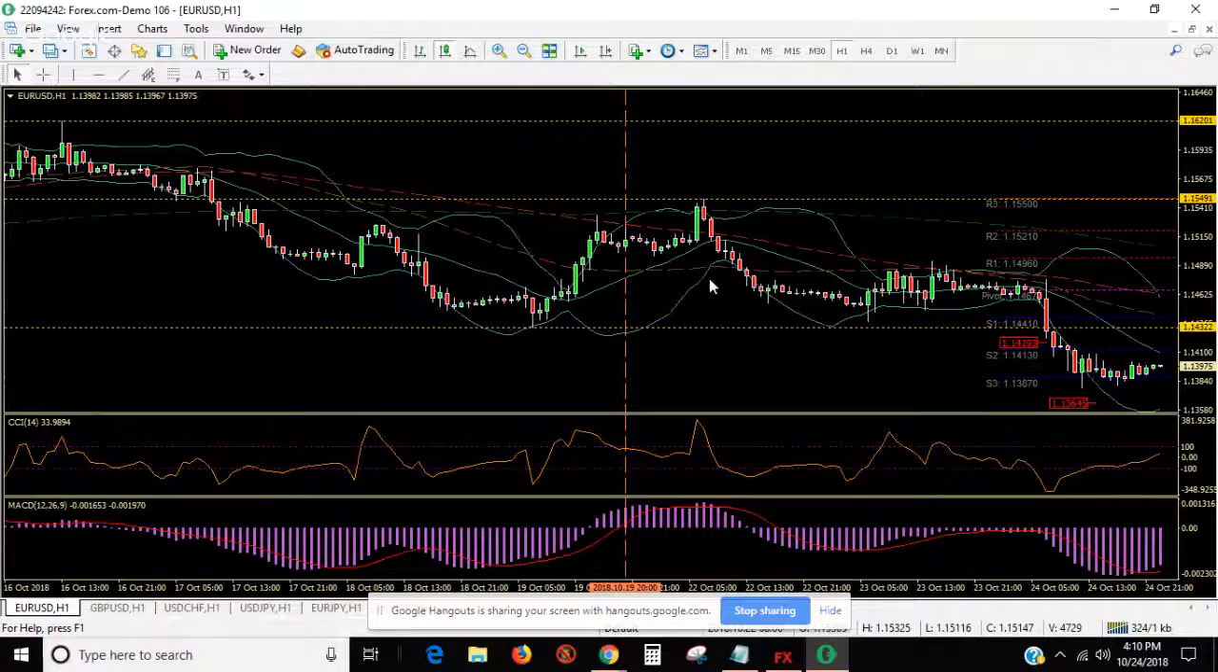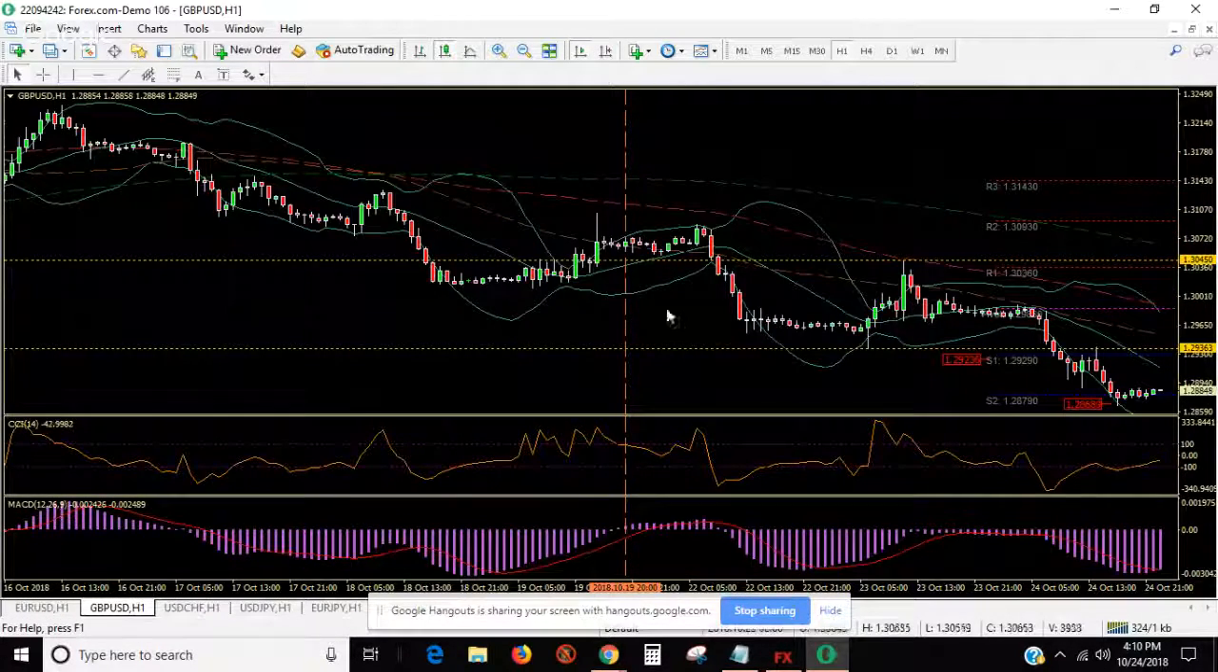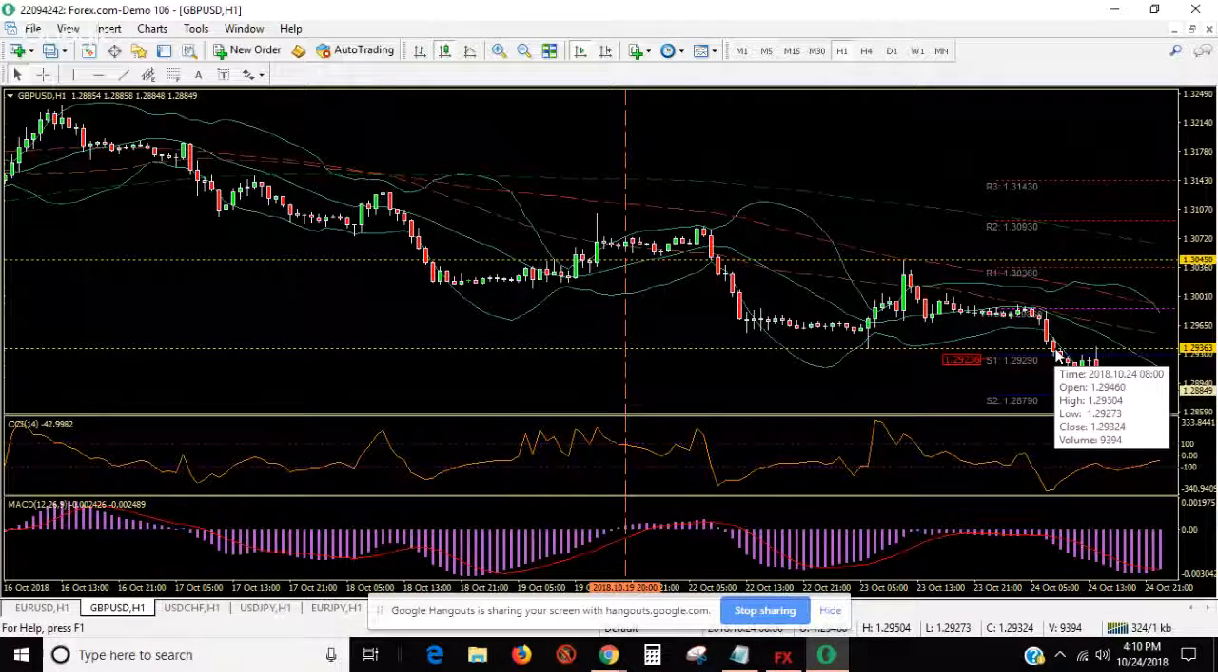Let me show you another example. I'm going to go ahead and do that. And we're going to go here. Another example, continuation breakout trade. This is the pound dollar. So the pound dollar at pretty much the same time that the euro dollar set up last night, same time, we got a continuation breakout trade.